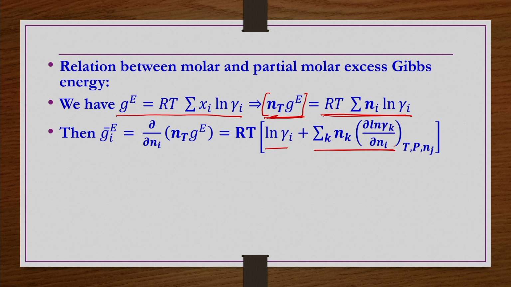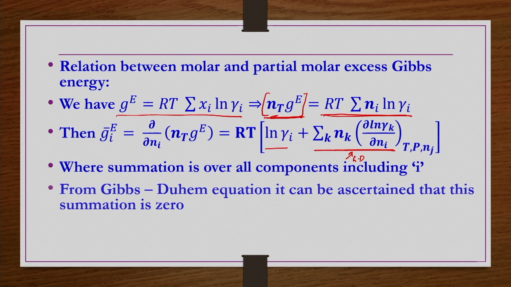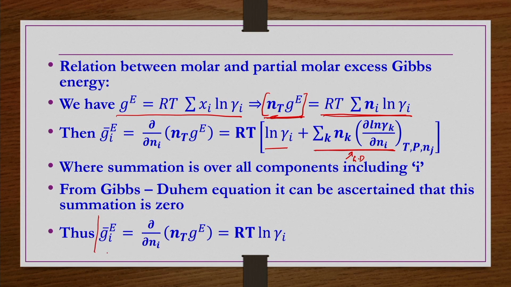If you do the summation of all those differential terms, then you have sigma k n_k dou by dou n_i ln gamma_k at T, P, n_j constant. But this term we know from the Gibbs-Duhem equation, this summation is going to be 0. Then under such condition, we have G_i bar E is equal to RT ln gamma_i. So, this equation is very important. We are trying to obtain different forms of this equation, or trying to get the same equation by different approaches. So, now in this lecture what will we be using?